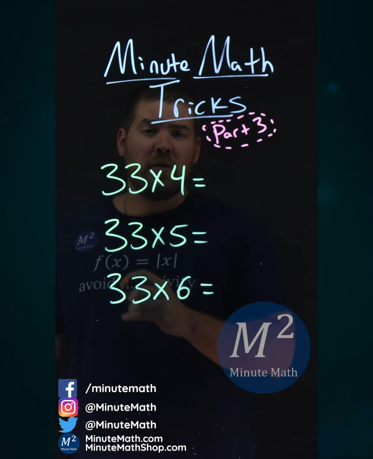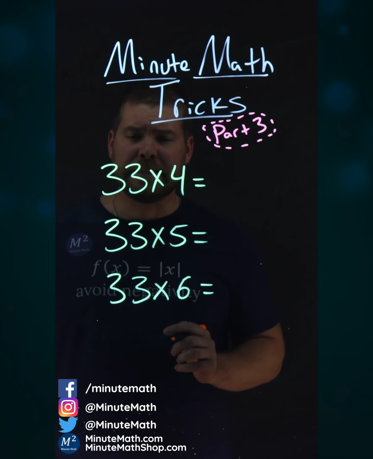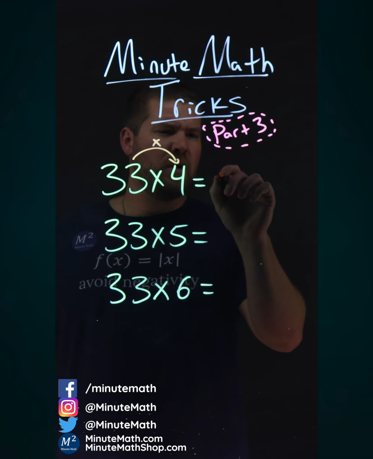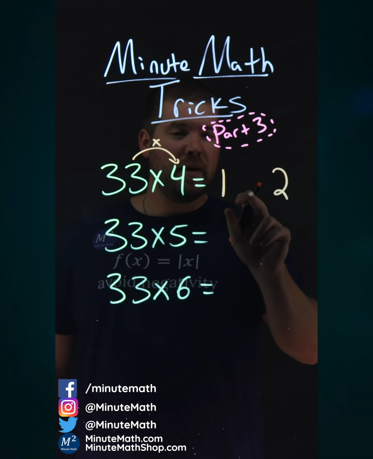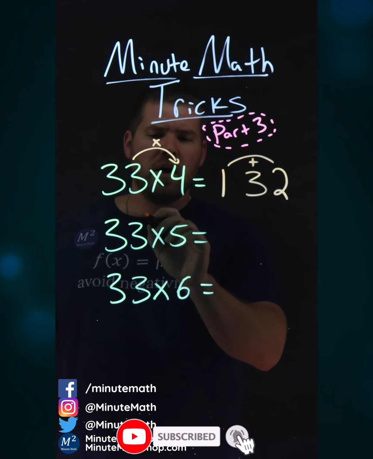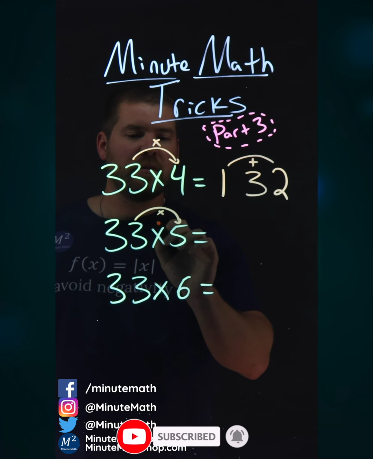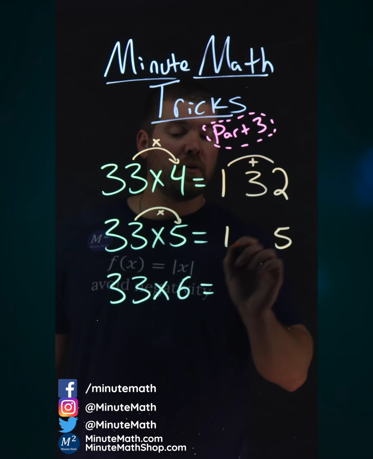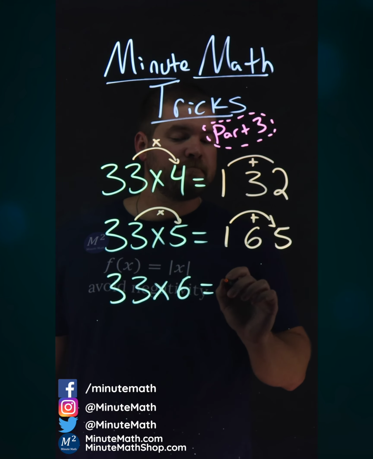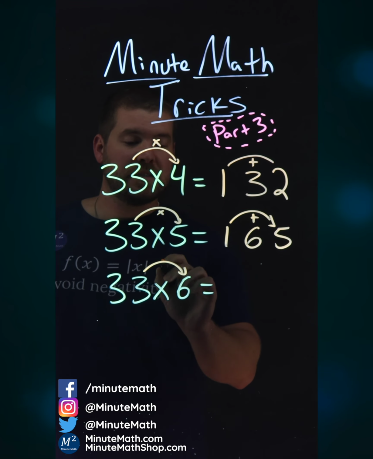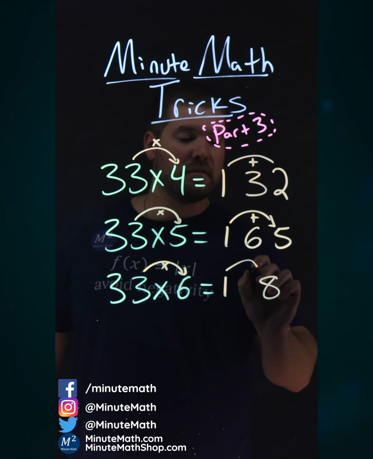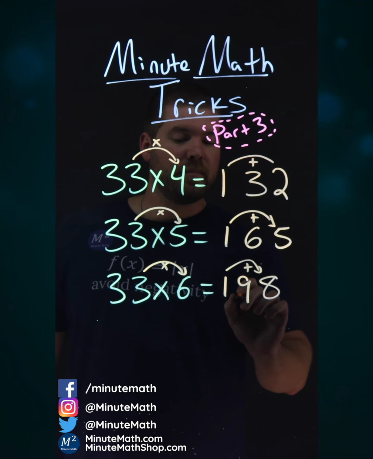This involves 33 being multiplied by 4, 5, and 6. 3 times a 4 is a 12. 1, 2, leave a space. What's 1 plus 2? That's a 3. 3 times a 5 is a 15. Leave a space in the middle. 1 plus a 5 is a 6. 3 times a 6 is an 18. 1 plus 8 is a 9. And there we have it.